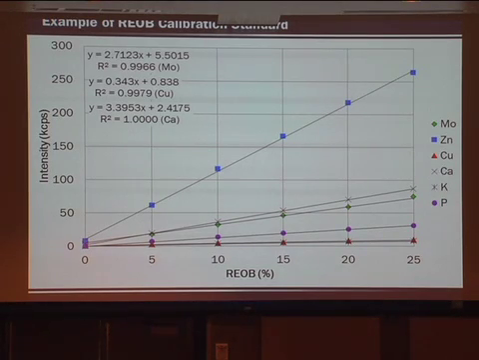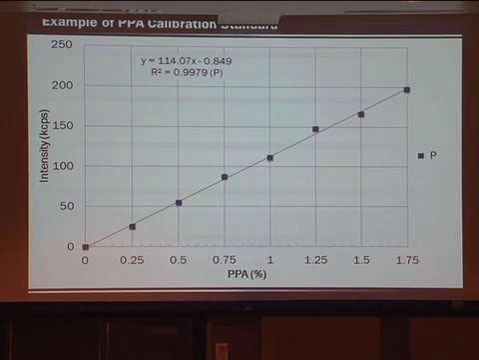That allows us to say, okay, I've got an unknown sample. If I can measure the intensity of these elements in that unknown sample, number one, if they show up, and number two, if you measure the intensity, you can actually correlate that to the dosage of Rehab. When you look at polyphosphoric acid and phosphorus, you basically see the same thing.